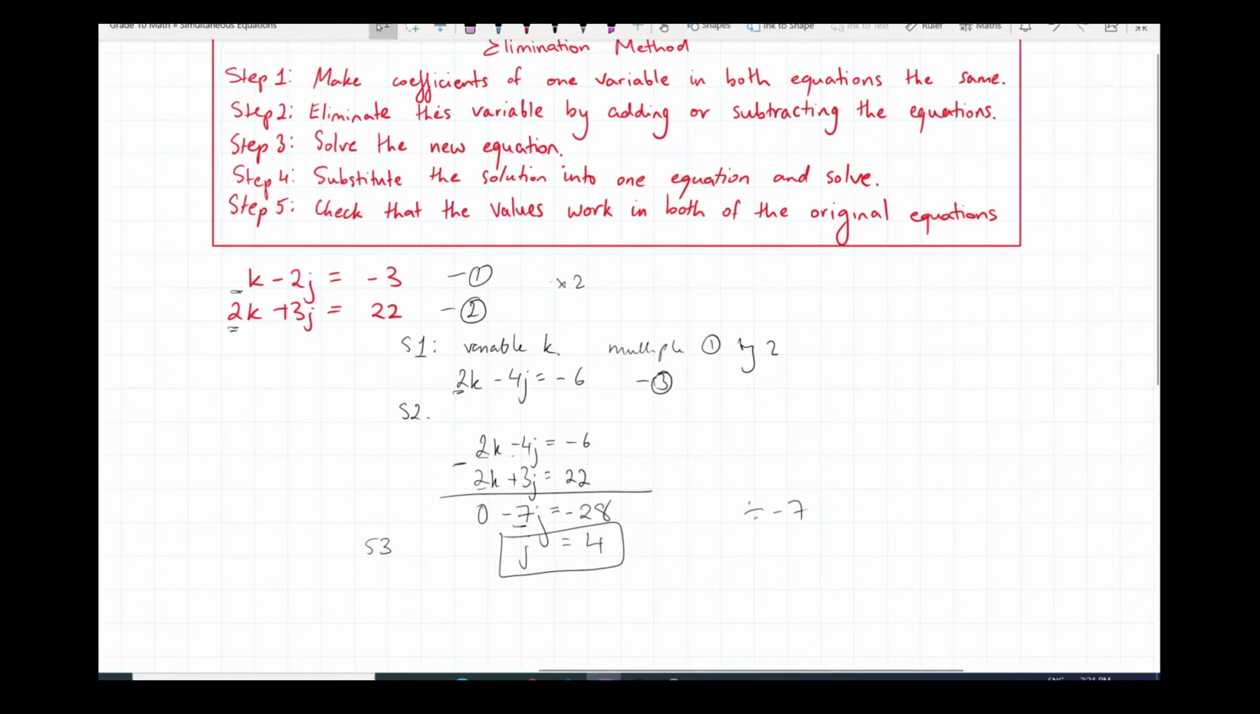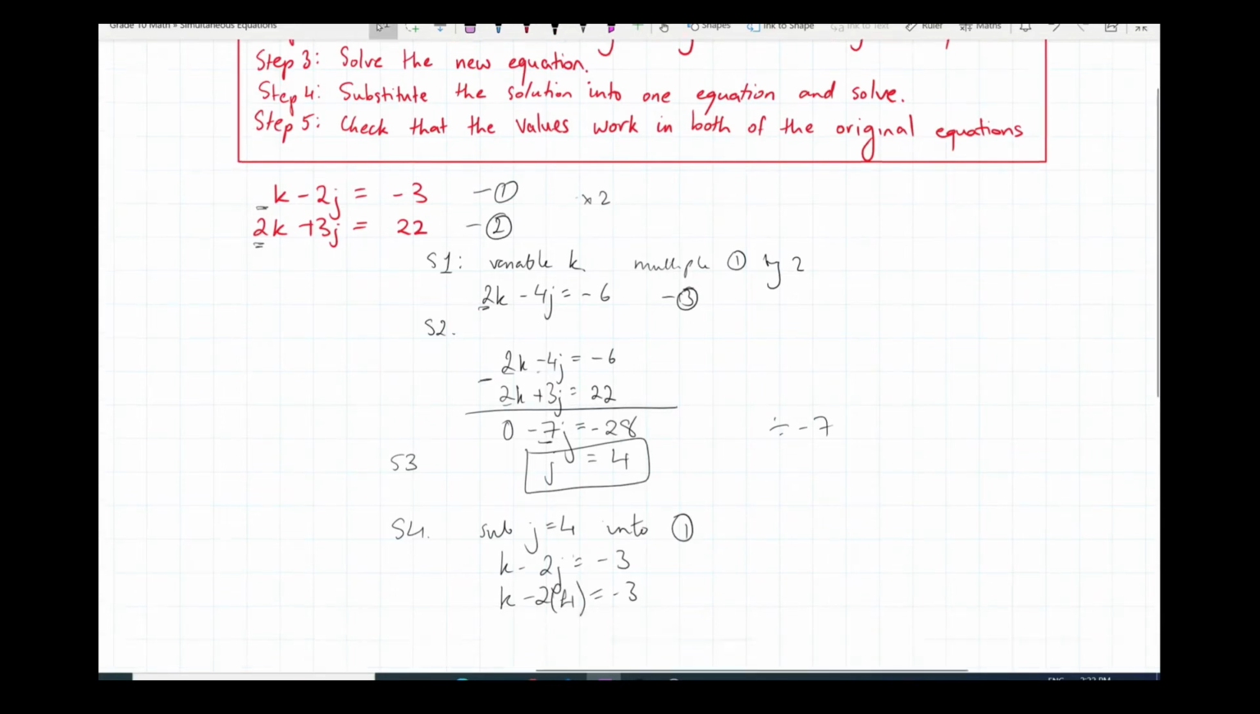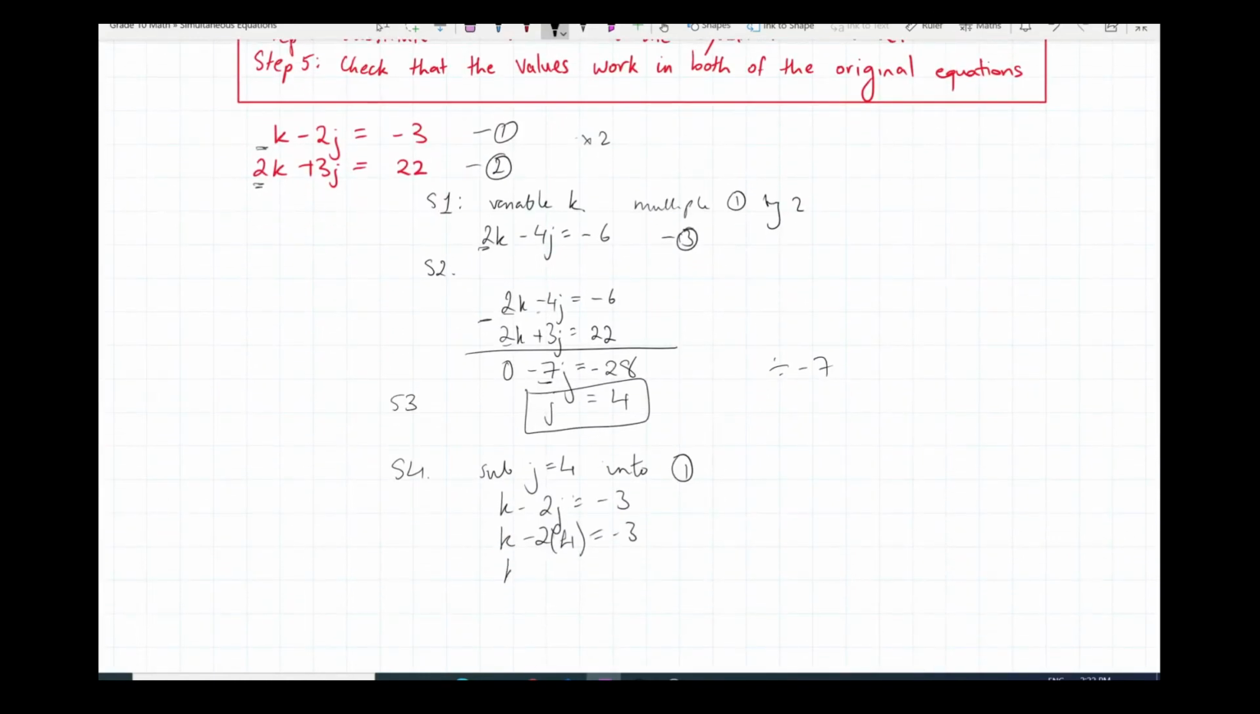Step 4 is substitute the solution into one equation and solve. So for step 4, let's sub in j equals 4 into, let's do equation 1. So that's k minus 2j equals negative 3. So that's k minus 2, j becomes 4 equals negative 3. That's k minus 8 equals negative 3. Now if we add 8 on both sides, that's k equals 5.